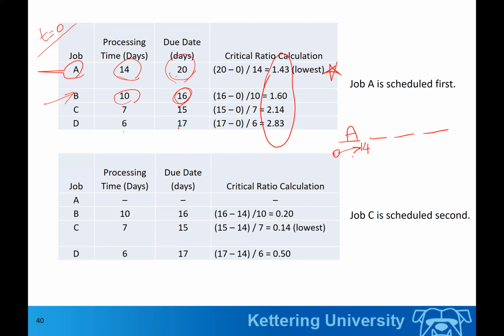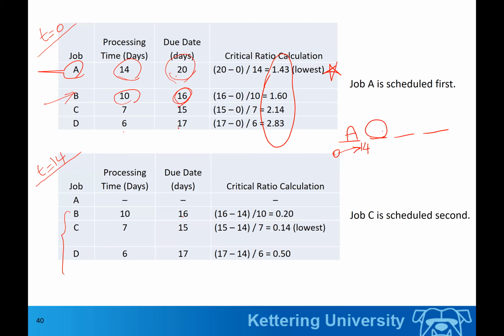Therefore, this is the starting point of the second round to see what is the next job in this sequence. Should it be B? Should it be C? Should it be D? My time frame has updated, and right now I'm at time equal to 14. Now look at the remaining jobs. How do I calculate the critical ratio? It is the total available time divided by their required time.